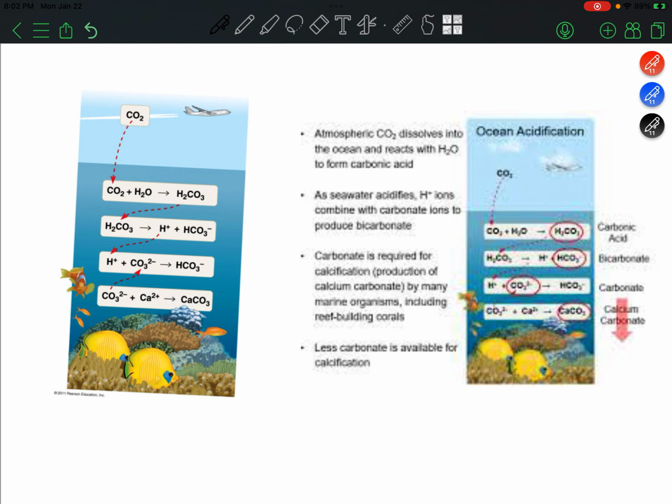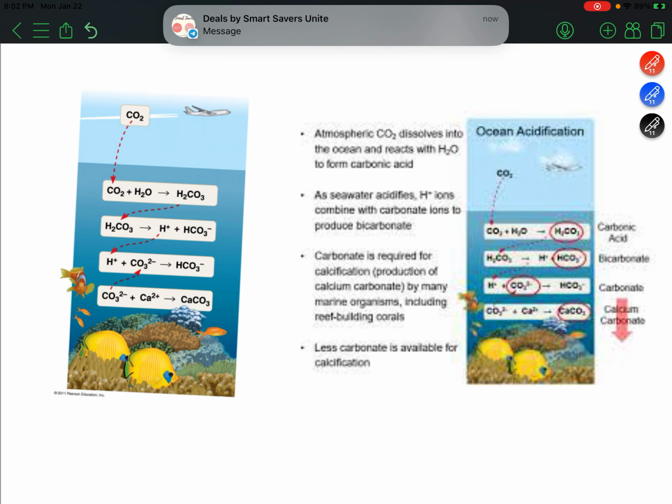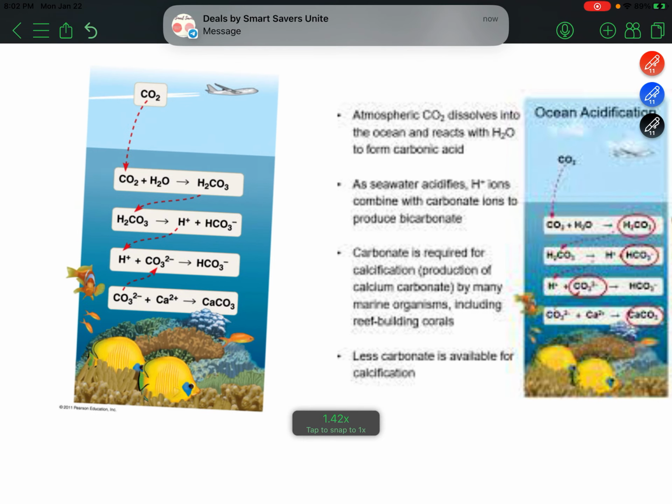That carbonate is required for calcification by many marine organisms, including reef-building corals. Less carbonate is available for calcification. So because of that, carbonate ions are fused with the H ions to make bicarbonate. Those carbonate ions are not there anymore, right? And those carbonate ions are actually needed to create coral reefs. And since there's no more of it left, the corals can't create their coral reefs, and it causes so many issues for marine life.